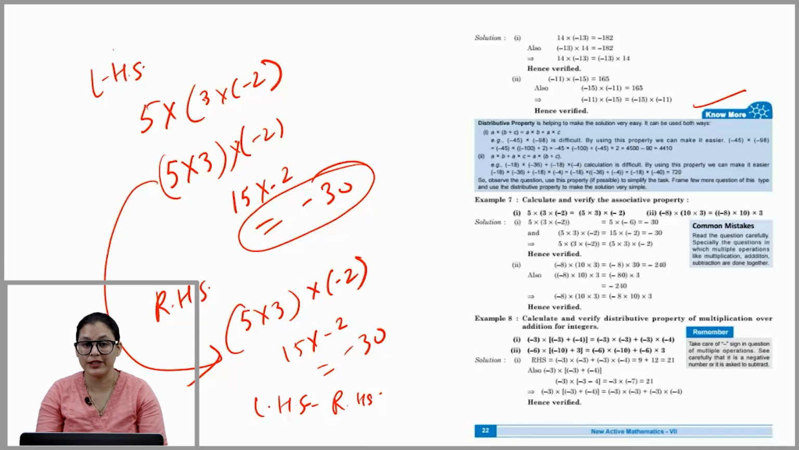Okay, let's check out the common mistakes. Read the question carefully, especially the questions in which multiple operations like multiplication, addition, subtraction are done together. Example number 8, you will use the distributive property of multiplication over addition for integers to calculate the answer, right? And remember, take care of the negative sign in questions of multiple operations. See carefully whether it is a negative number or it is asked to subtract.